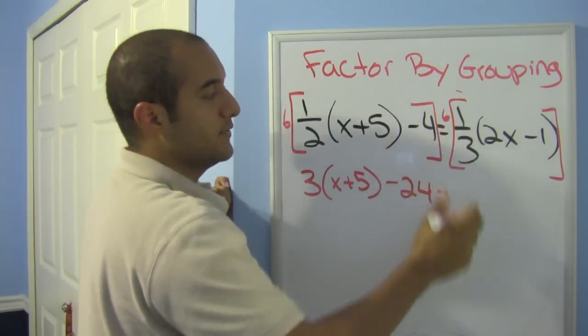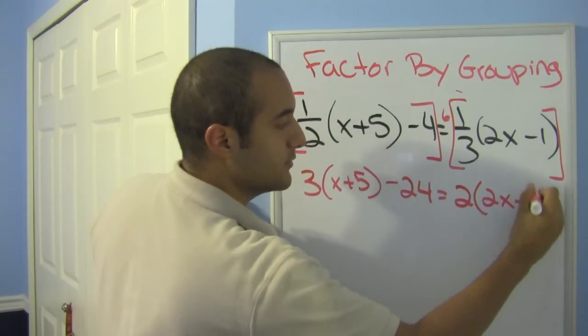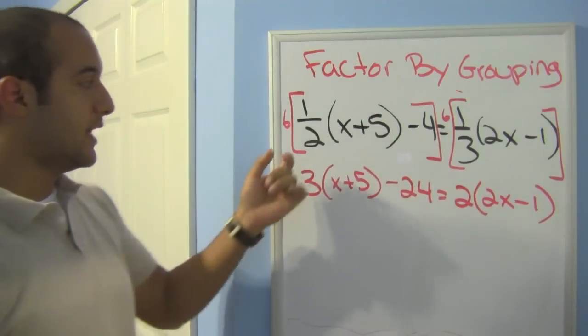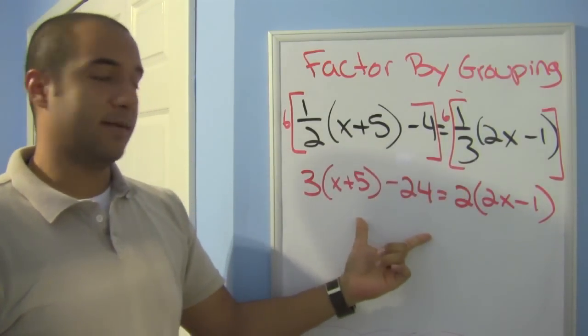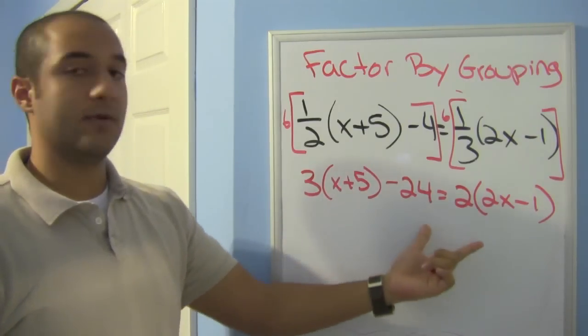So what's 1/3 of 6? It's 2 times 2x minus 1. There. So at least now we got rid of our fractions. It looks a lot better. Okay. What I'll do now is I'll go ahead and work the rest out.